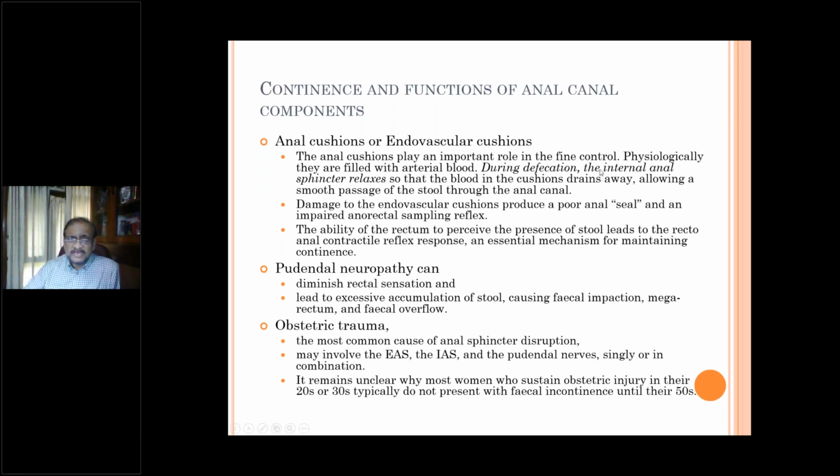So during defecation, the internal sphincter relaxes and the blood drains away from the cushions, allowing a smooth passage of the stool through the anal canal. Right? And damage to these cushions provides a poor anal seal. So that seal which was there, if you have damage to the cushions or damage to the IES, this seal will not be working, and you have impaired anorectal sampling reflex, which we just talked about.